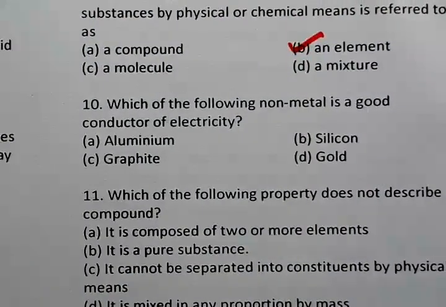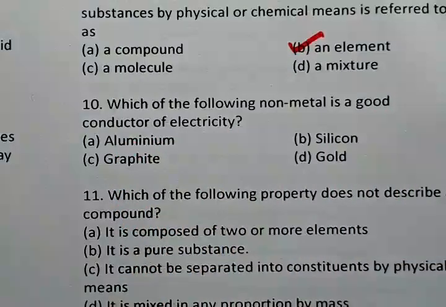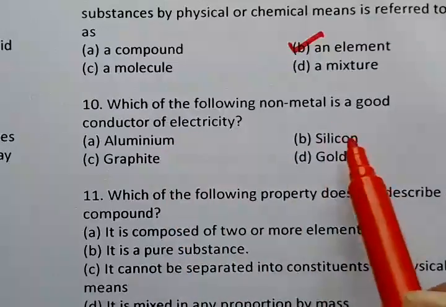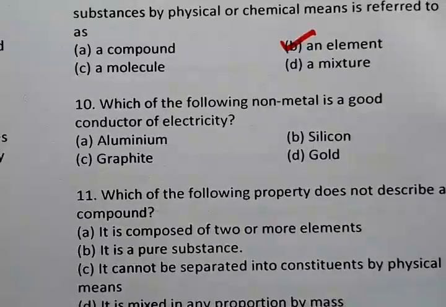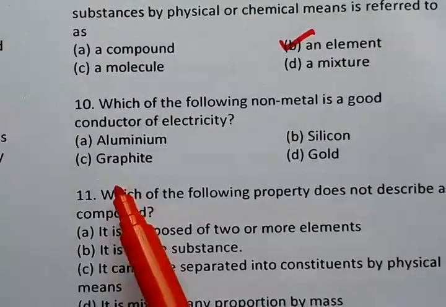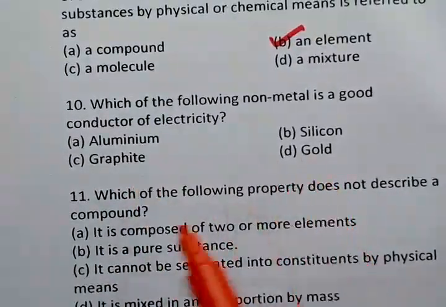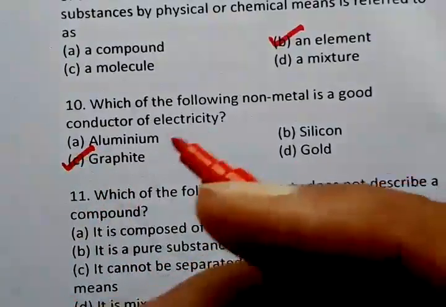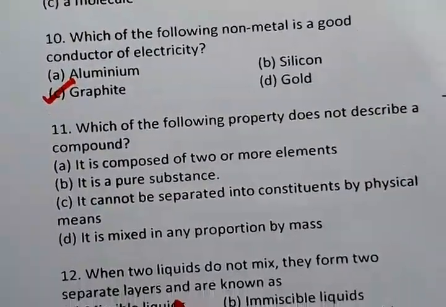10th one. Which of the following non-metal is a good conductor of electricity? This we know. Okay. Aluminum is a metal. Silicon is metalloid, correct? Graphite is non-metal. Gold is again a metal. So only graphite. Graphite we know it is good conductor of electricity.